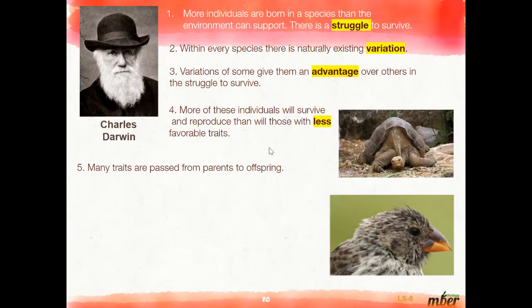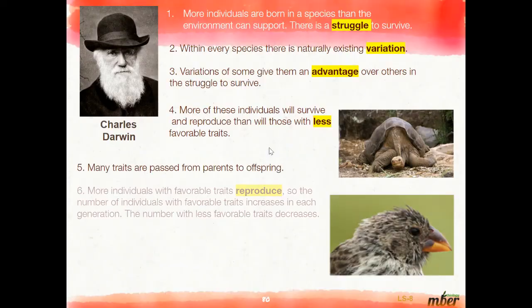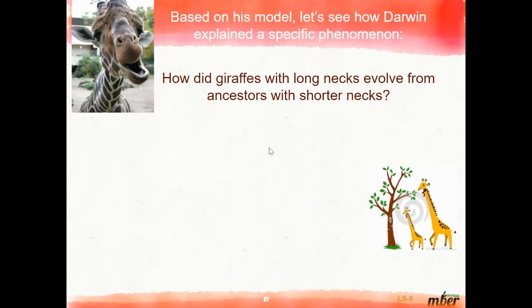N? That was box N. All right, guys. Okay, so based on this model, let's see how Darwin explained a specific phenomenon.